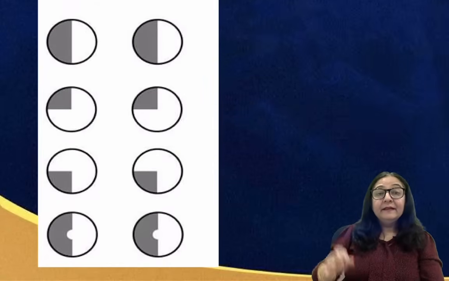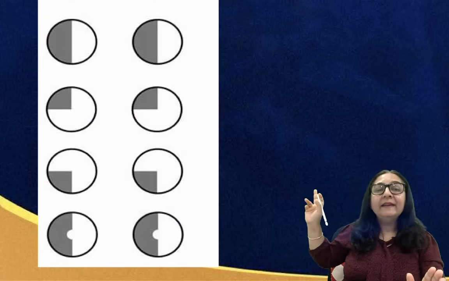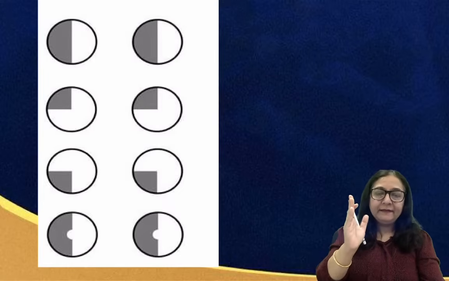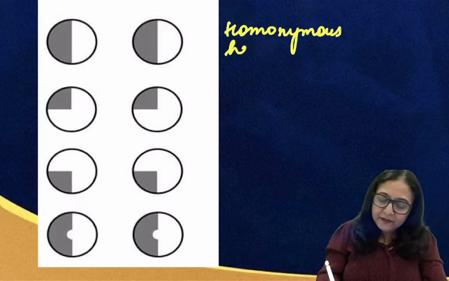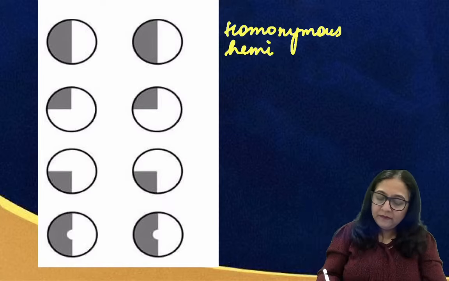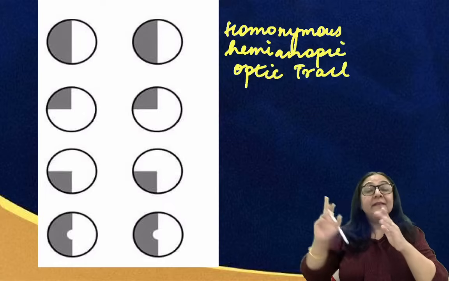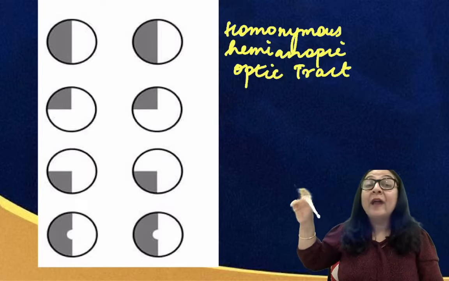If there is loss of vision on the same half in both eyes, so here it is left-sided homonymous hemianopia. The left half of the field of vision is gone in both eyes. Okay, so this is homonymous hemianopia. So in these cases, if there is no central sparing, then the lesion is in the contralateral optic tract. Okay. If it is left-sided homonymous hemianopia, like in this case, the lesion will be in the right optic tract.